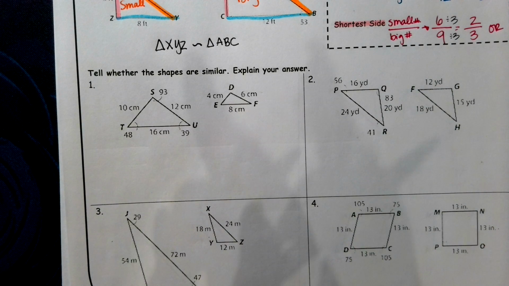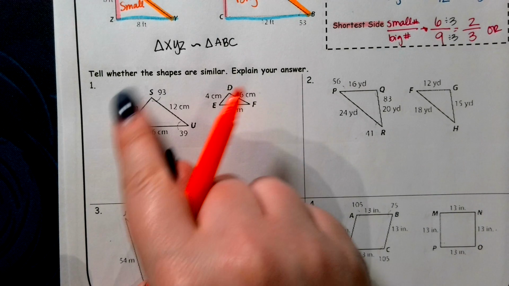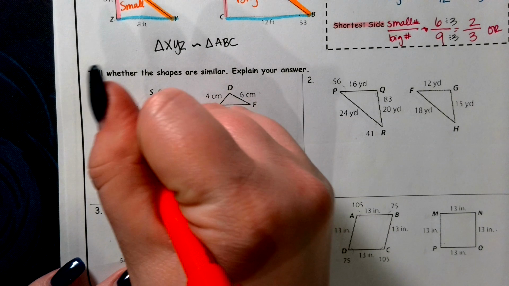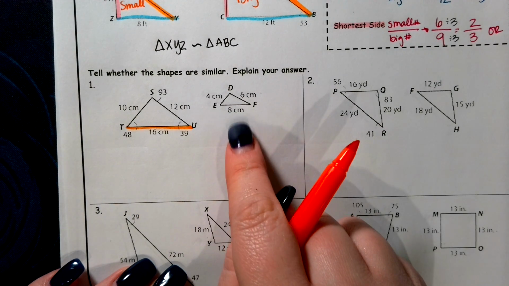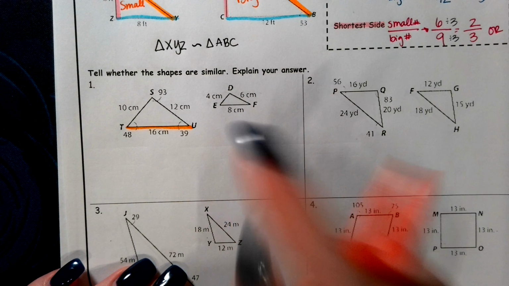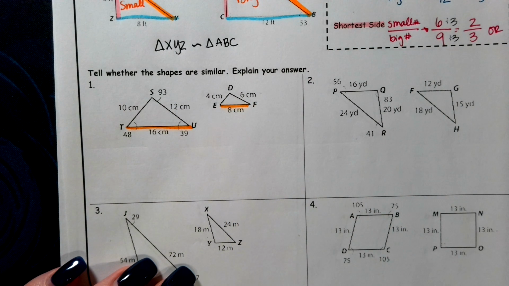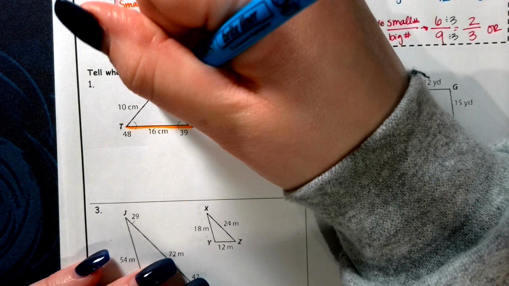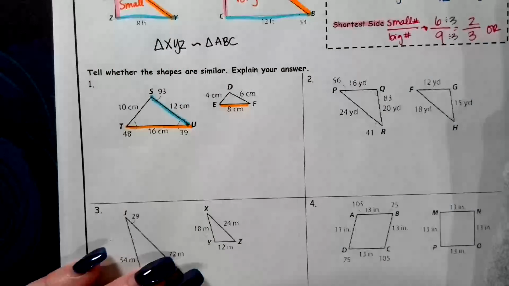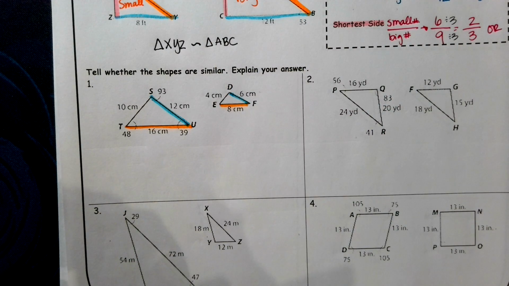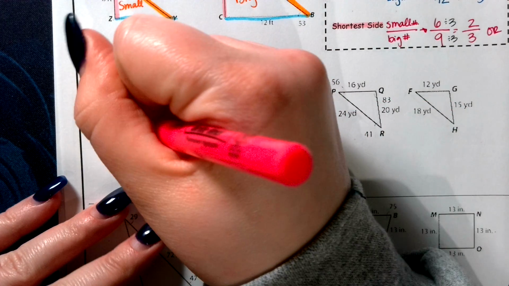Like we did before, I'm going to start with the longest side. What's my longest side on this big shape? 16. What does that correspond with on this shape? The 8. This 12, the middle side, what does that correspond with? 6. And then the last two sides, obviously the short ones correspond with each other.